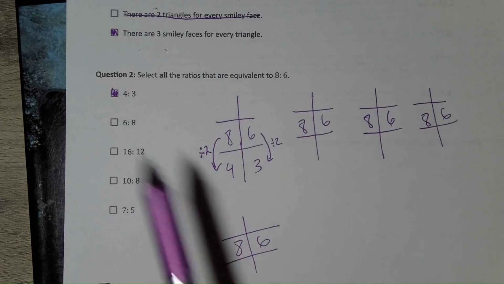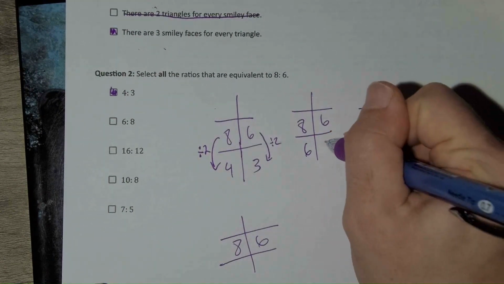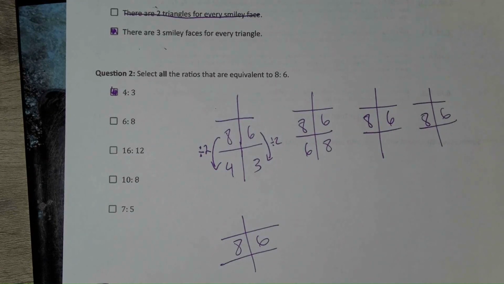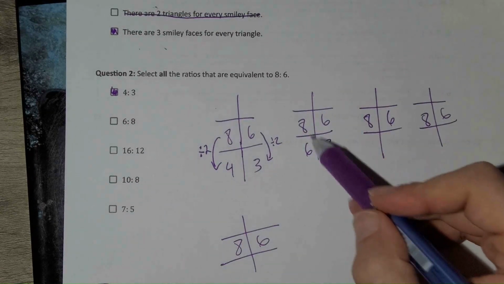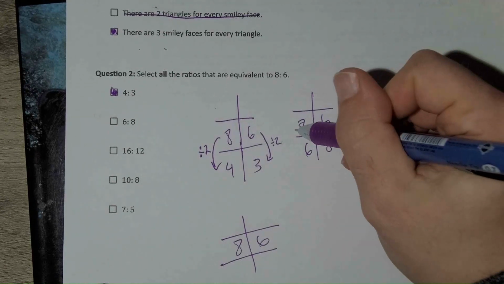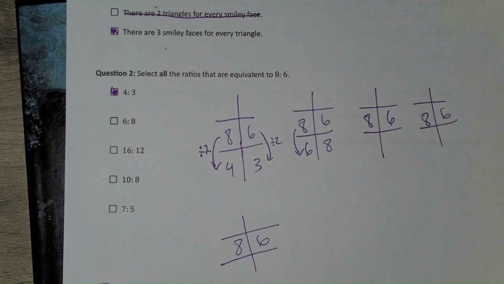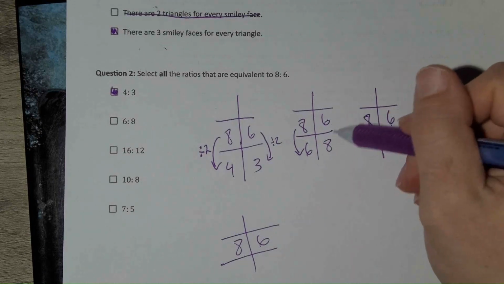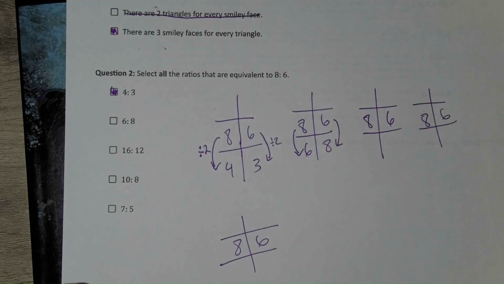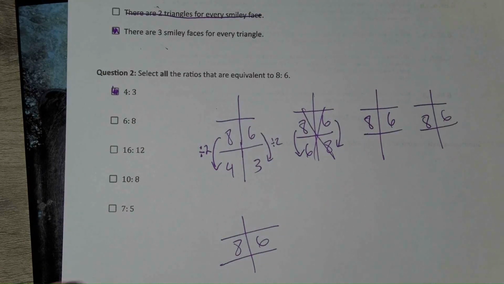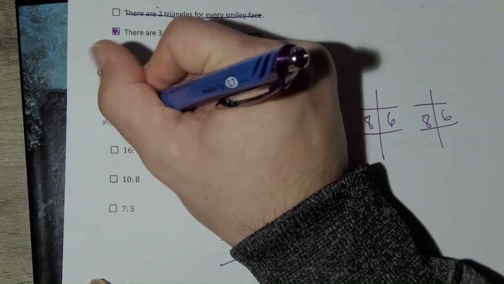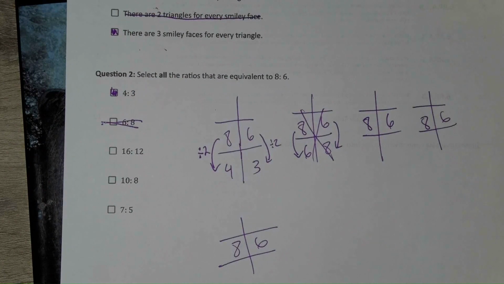Going into 6 to 8, a lot of students chose this one because it was flipped. Remember, order matters, right? Wherever you see how we're going 8 to 6, how it's going down, this means we're multiplying by something less than 1, while 6 to 8 is going up, so that means we're multiplying by something greater than 1. This is not equivalent, right? You can't just change the order and expect the ratios to be equivalent, so we can cross that out.